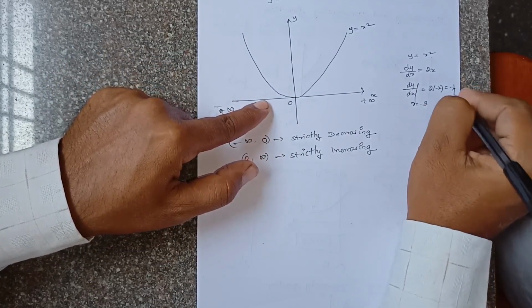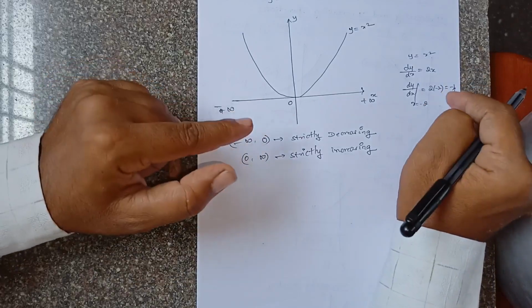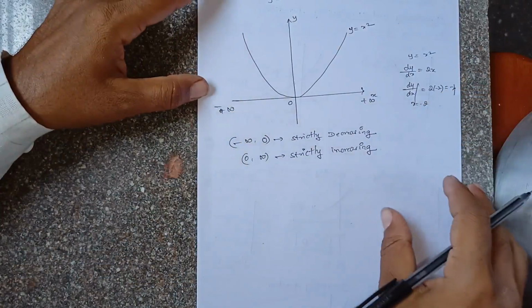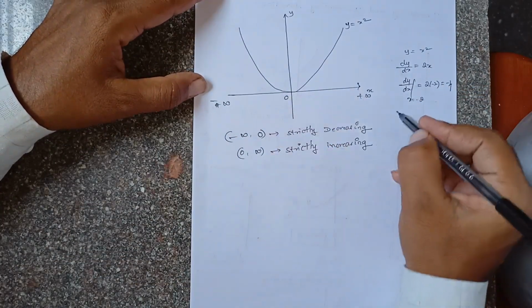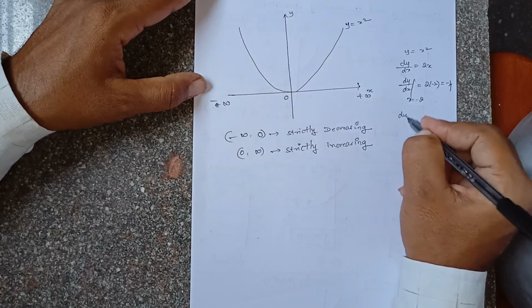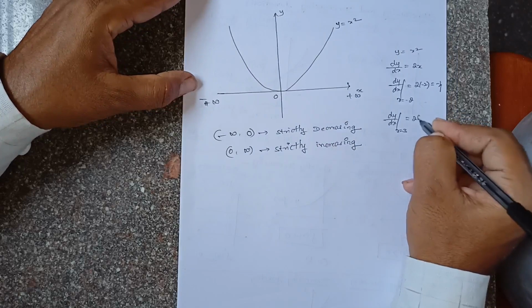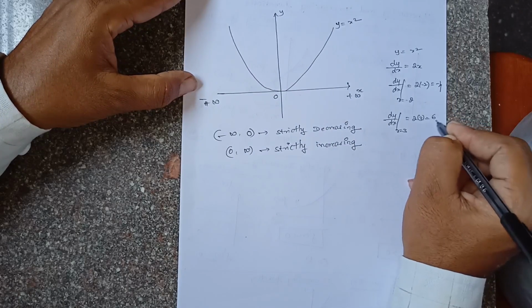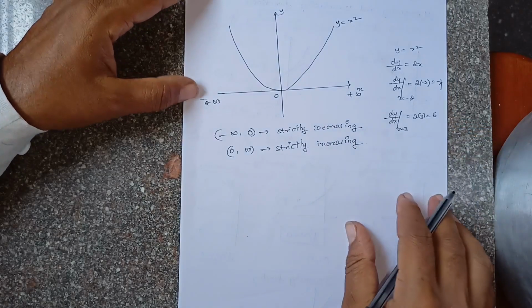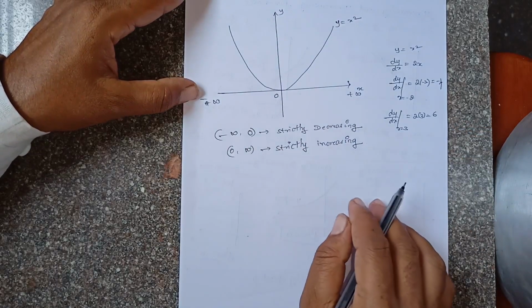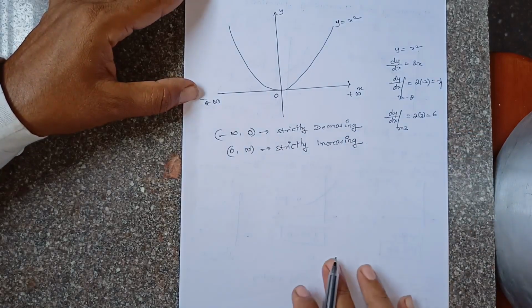This is minus 4. We are getting a negative value, we are getting slope as a negative value. And in this interval, if you take any point, it is just for checking, dy by dx at the point x is equal to 3, you take, what happens here? 2 into 3 equal to 6. It is a positive value, means it is increasing in the interval 0 to infinity.